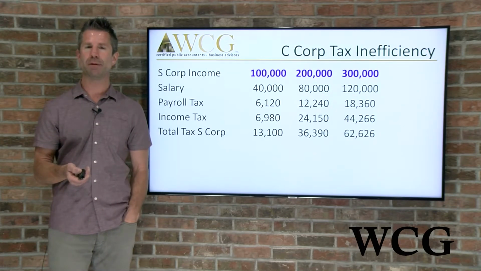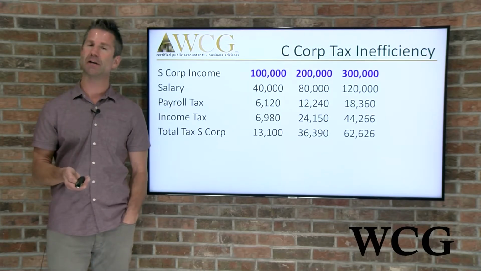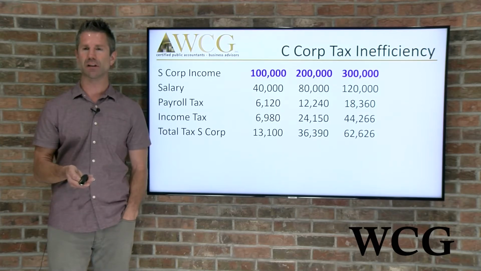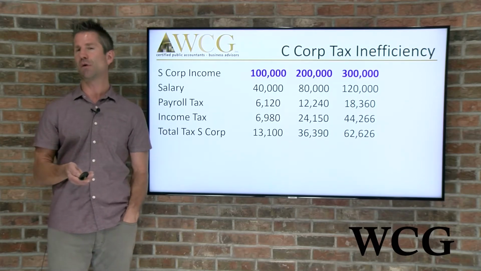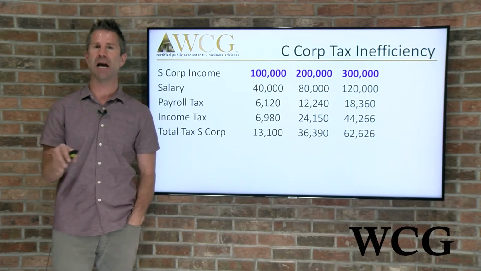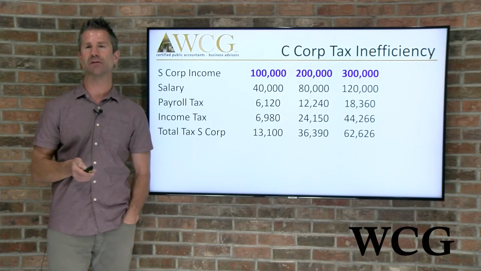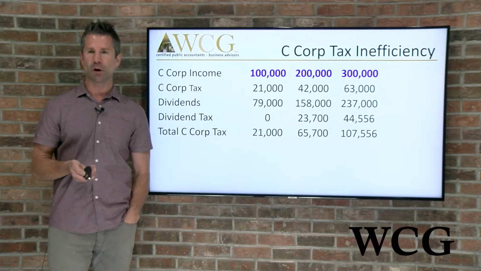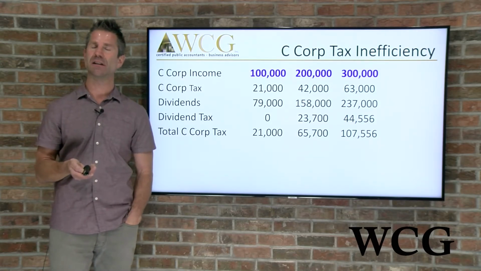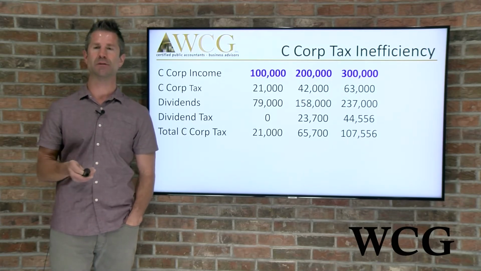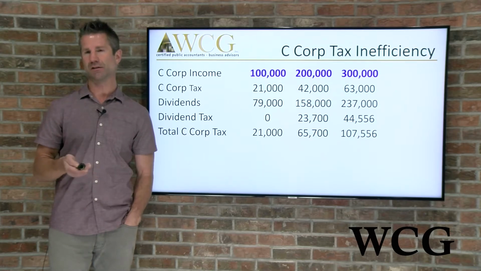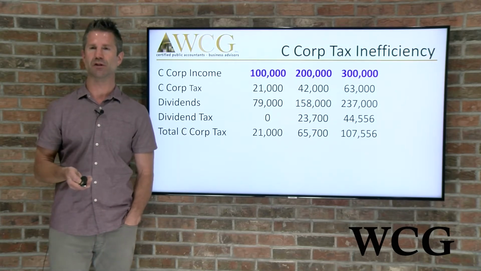Let's just back up here a little bit and go to the $300,000 column. You can see your total S Corp taxes are going to be $62,626. That again is payroll tax and an assumed income tax with no other income tax sources. C Corp, $300,000, we got $63,000 of corporate tax, and then dividend tax is now going to be that 23.8% for a total C Corp tax of $107,000 and some change.